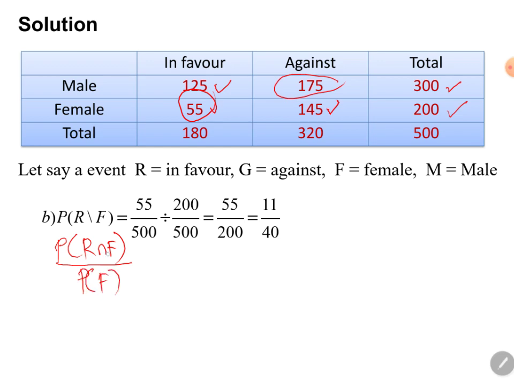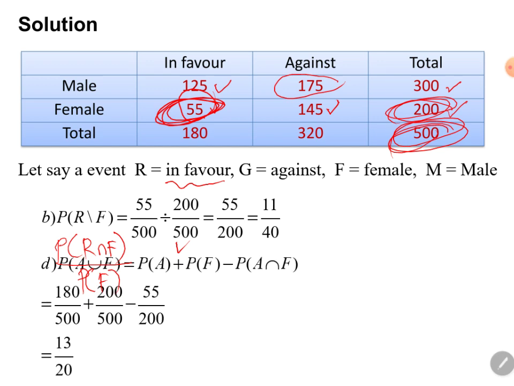So the probability of R intersect F, where R is in favor and F is female. It will be 55 out of 500, divided by the probability of female. How many females? 200 out of 500. So the answer is equal to 11 over 40.